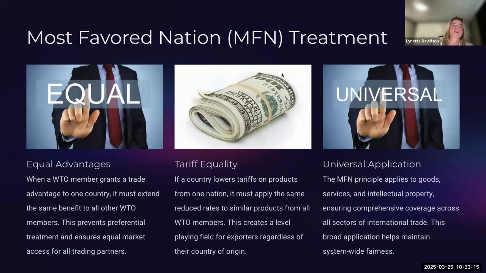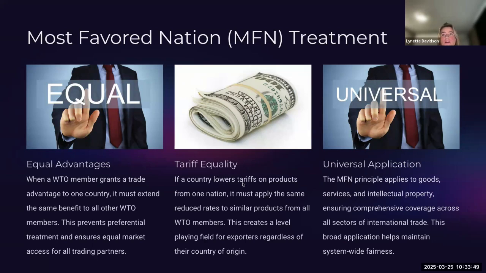So, for example, if we think about equal advantages, if a WTO member grants a trade advantage to another country, it must extend the same benefit to all other WTO members. This is really important because it helps to prevent preferential treatment, but it will also ensure equal market access for all trading partners. Now, the other thing you can think about is tariff equality.